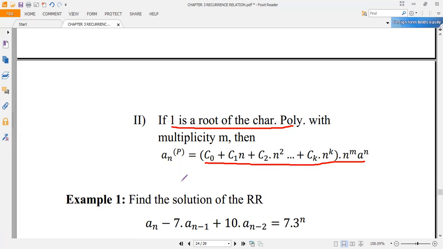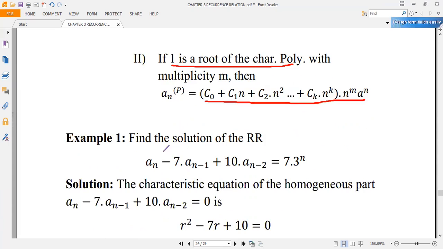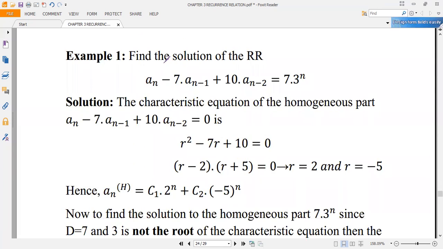Let's see with an example. The first example is: find the solution of the recurrence relation given by a_n equals minus 7 a_(n-1) plus 10 a_(n-2), plus 7 times 3 to the power of n.